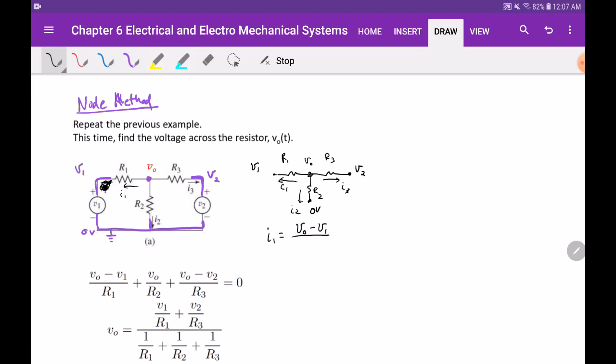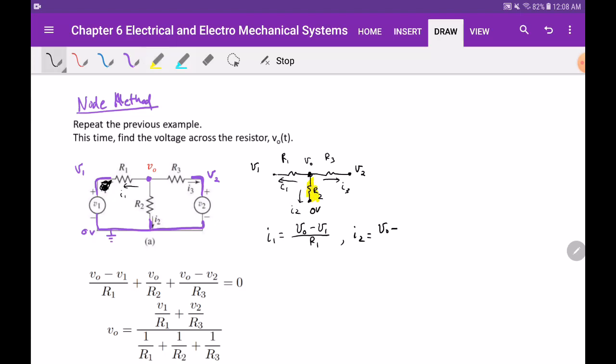It has to be the voltage out minus voltage 1, divided by R1. So that's going to be I1 to the left flowing out of that node. Now, same thing, we do the same thing for I2. I2 is V out minus 0 volt. Okay, so right now I'm looking at right there.